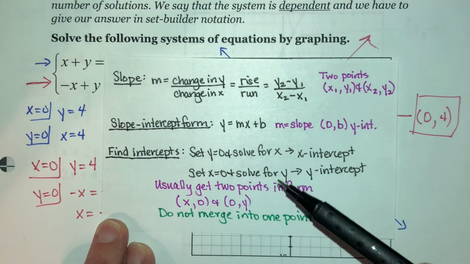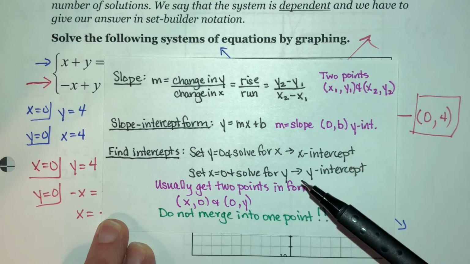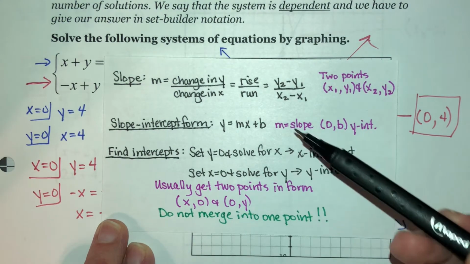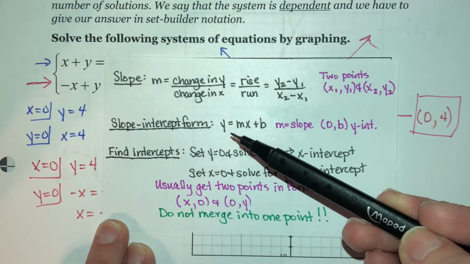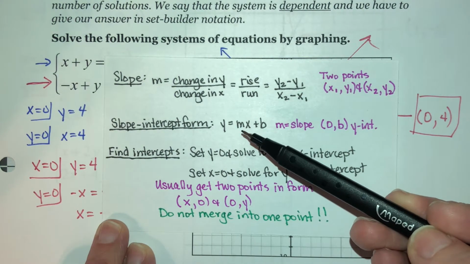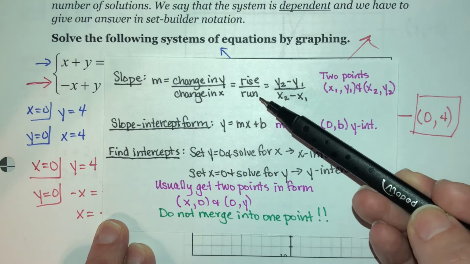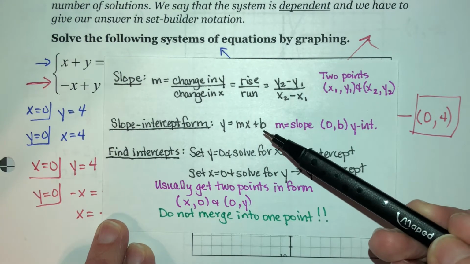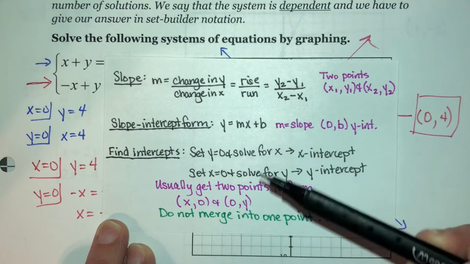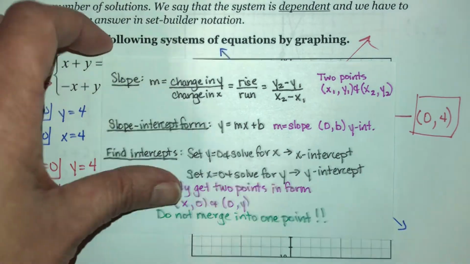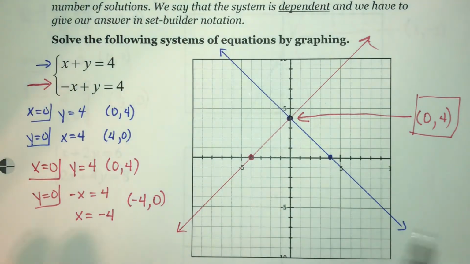Okay? Sometimes you're going to get ugly answers here and you're not going to like them. And you can also go back to slope-intercept form, where we solve for y. And once we've done that, we can read our slope. And if we know our slope, we can use rise over run. And b is always going to be the y-intercept. Okay? So we sometimes use a combination of these. Okay, so what did we do here?